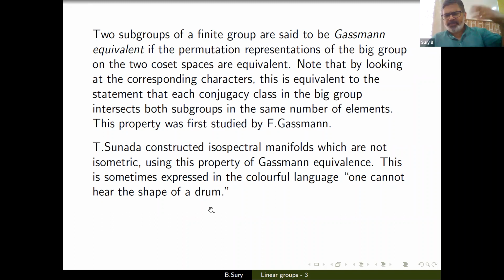Okay, so this theme has been developed in many ways. Sunada's paper considered many such manifolds, and it simply depended on producing many examples of finite groups and subgroups which are Gassman equivalent.